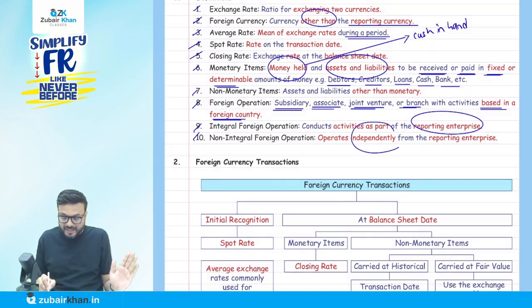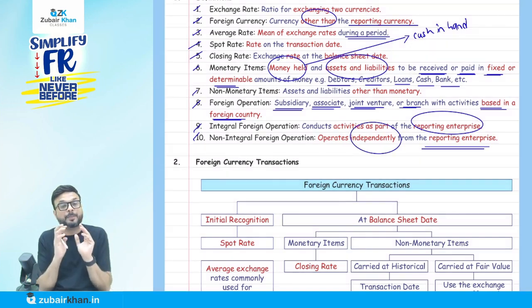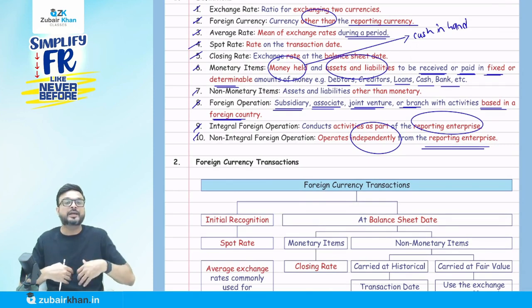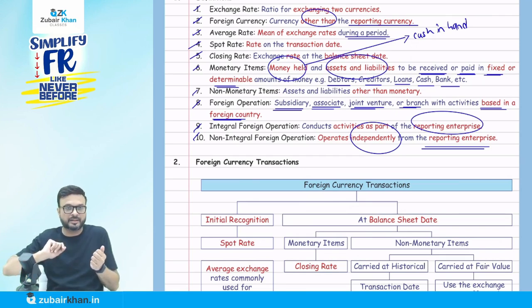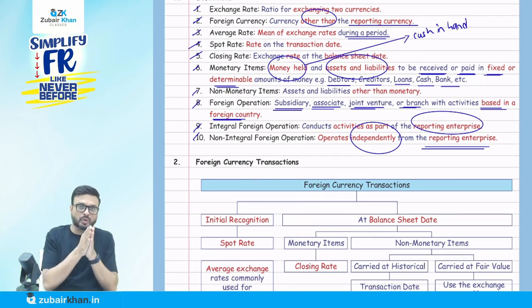Non-integral means operating independently from the reporting enterprise. Suppose we are in Chennai, we have a branch in Dubai, but in this example they work independently. They don't depend on us. They purchase the goods in the local market there. If they need funds, they borrow the funds there only. So they are not dependent on us. That's non-integral. Okay, so these are the definitions.